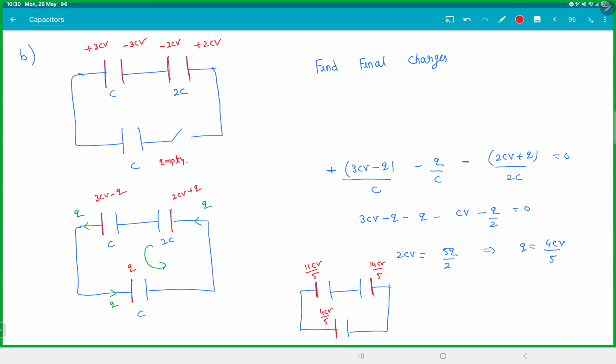Easy? Just treat it like a battery. If you have a capacitor with charge and there's an empty capacitor, send the charge Q through this and finish it off. Any doubts on this?